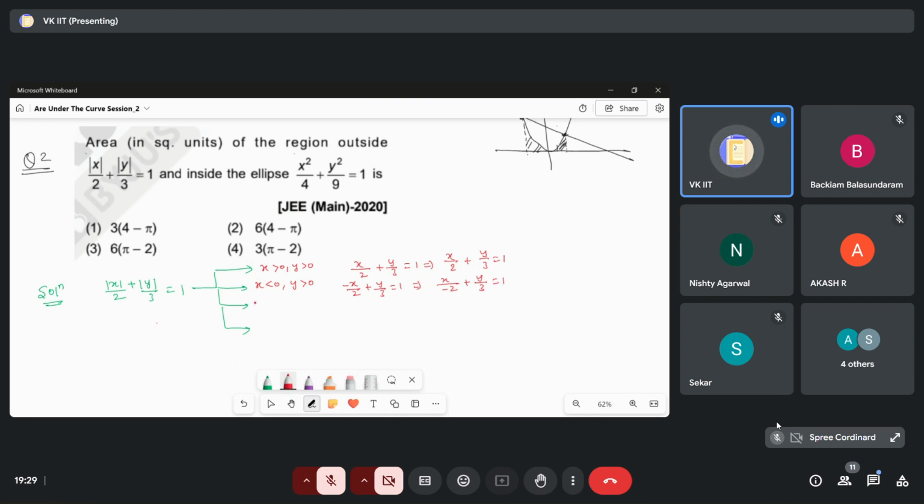Similarly, the third one is both less than 0. It means both will be negative. So I am writing directly x by minus 2 plus y by minus 3 will be equal to 1. This time you are having negative intercepts. And the fourth line will be when x is greater than 0 and y is less than 0. So x will be positive, x by 2 plus y by minus 3 is equal to 1. Now can't you draw all these four lines?